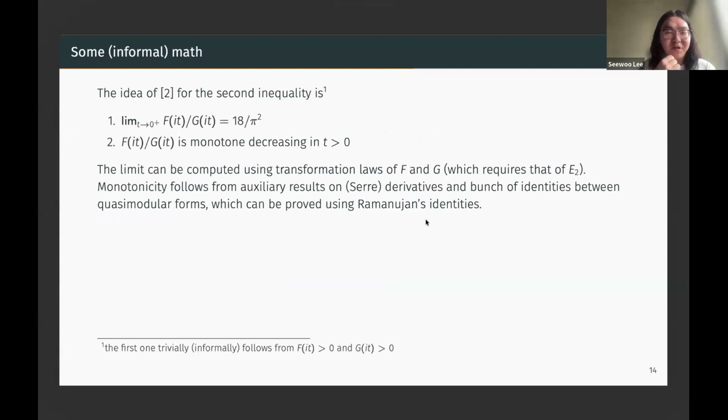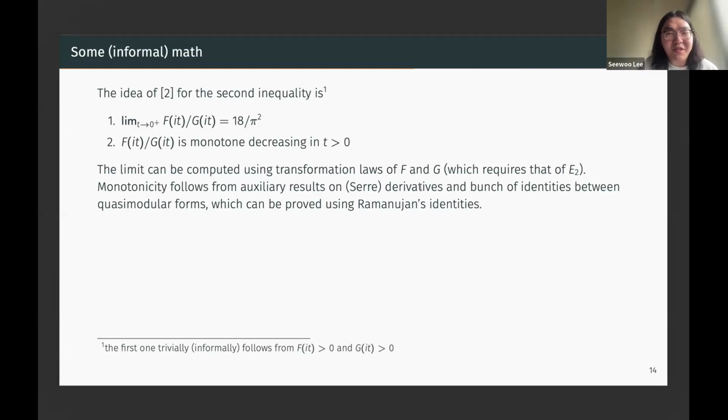So here is a very brief informal sketch of the proof. So first of all, the first inequality is easy because f and g are both positive. So we'll only care about the second one. And the idea is simply that f over g itself is a monotone function in t. And then you can compute the limit as t goes to 0. And then the limit is exactly the constant in the inequality. So that's what we're going to prove.